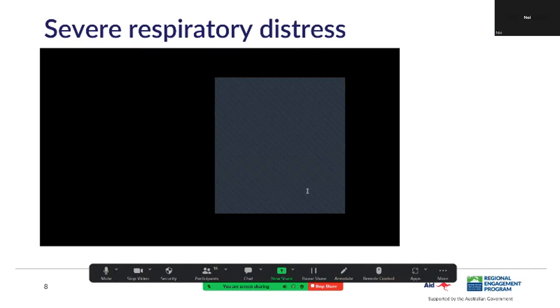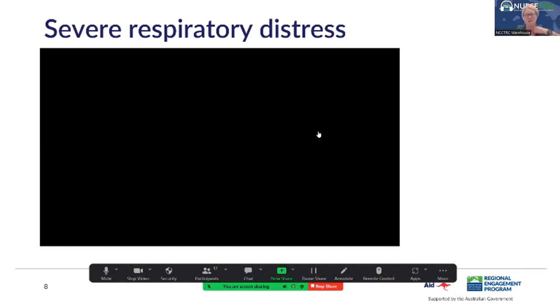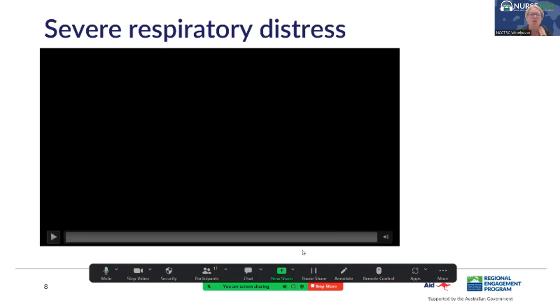Anything else that you're worried about? I think one of the other signs of respiratory distress is that she was becoming quite agitated and anxious. All right, and this is one of the bad signs of not enough oxygen getting to her brain.